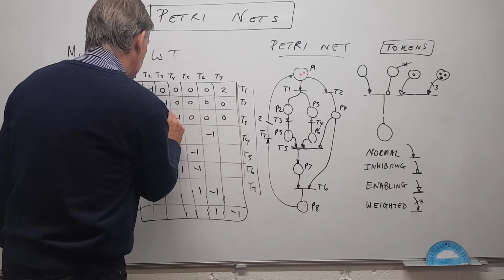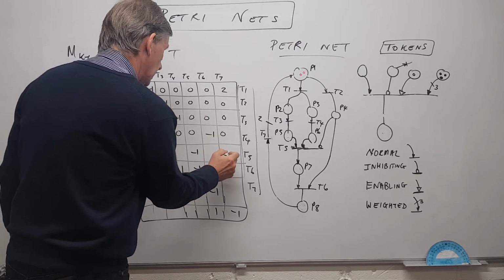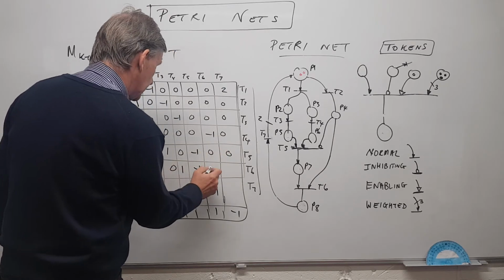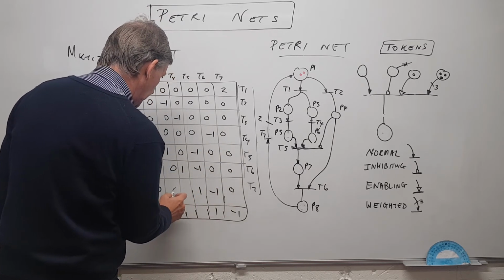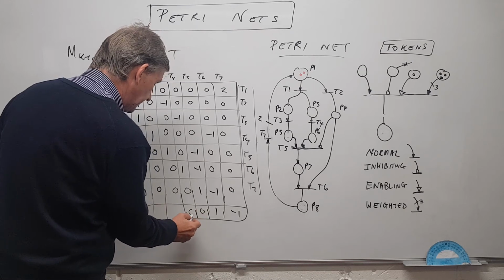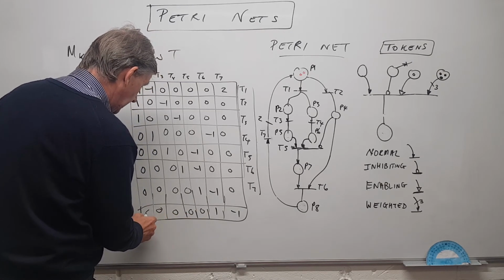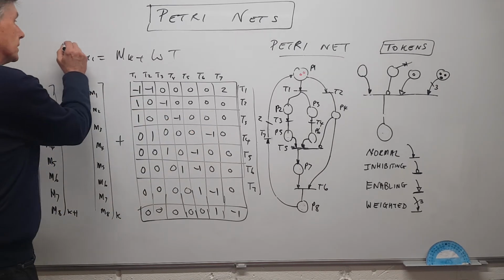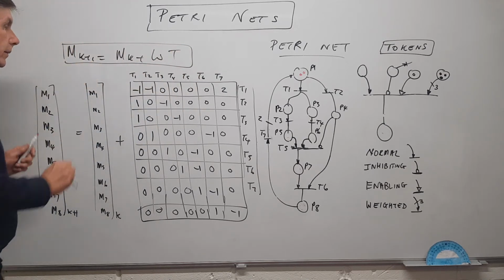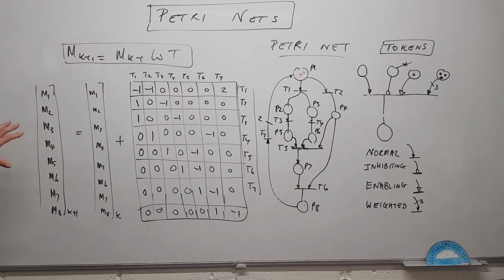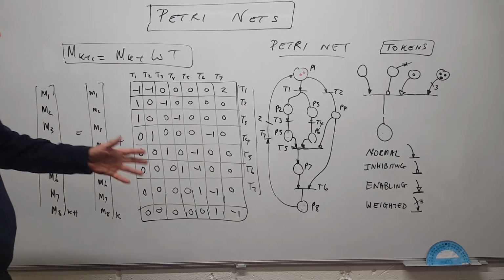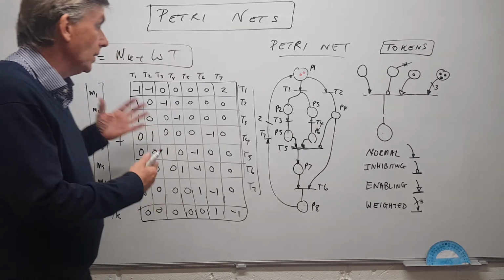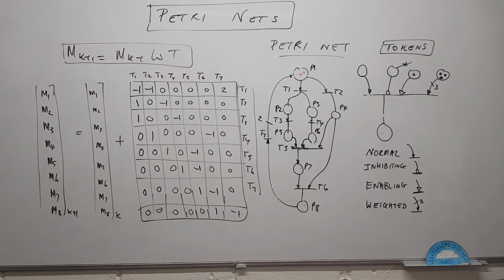And this becomes the incidence matrix now for my Petri net. That's my W matrix for this particular Petri net, and it uses this equation then to describe its behaviour. The advantage of this now is you could code this into something like MATLAB, and you could use that to generate a reachability tree or come up with some properties.